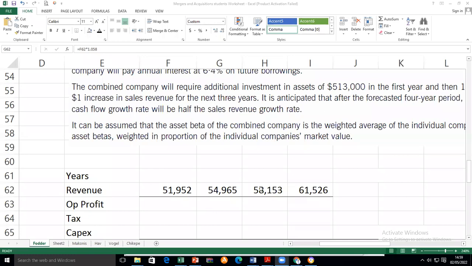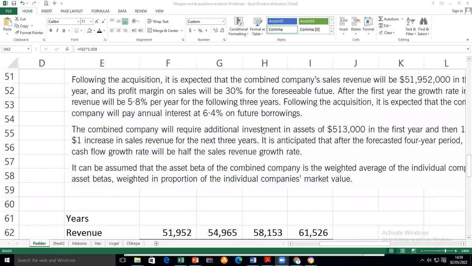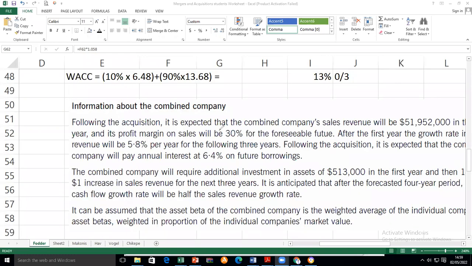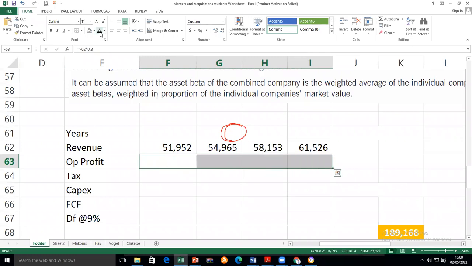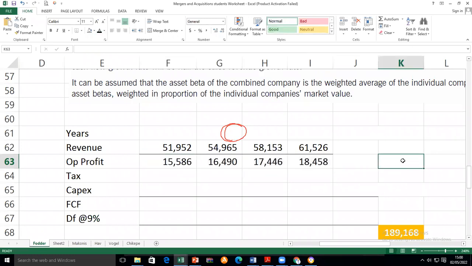Let's go to the next one. What's the operating profit margin? The operating profit margin is 30%. So we're going to apply 30% on each one of those figures. That is what we are going to do. So let's apply the 30% on each one of these figures. That's where we are.